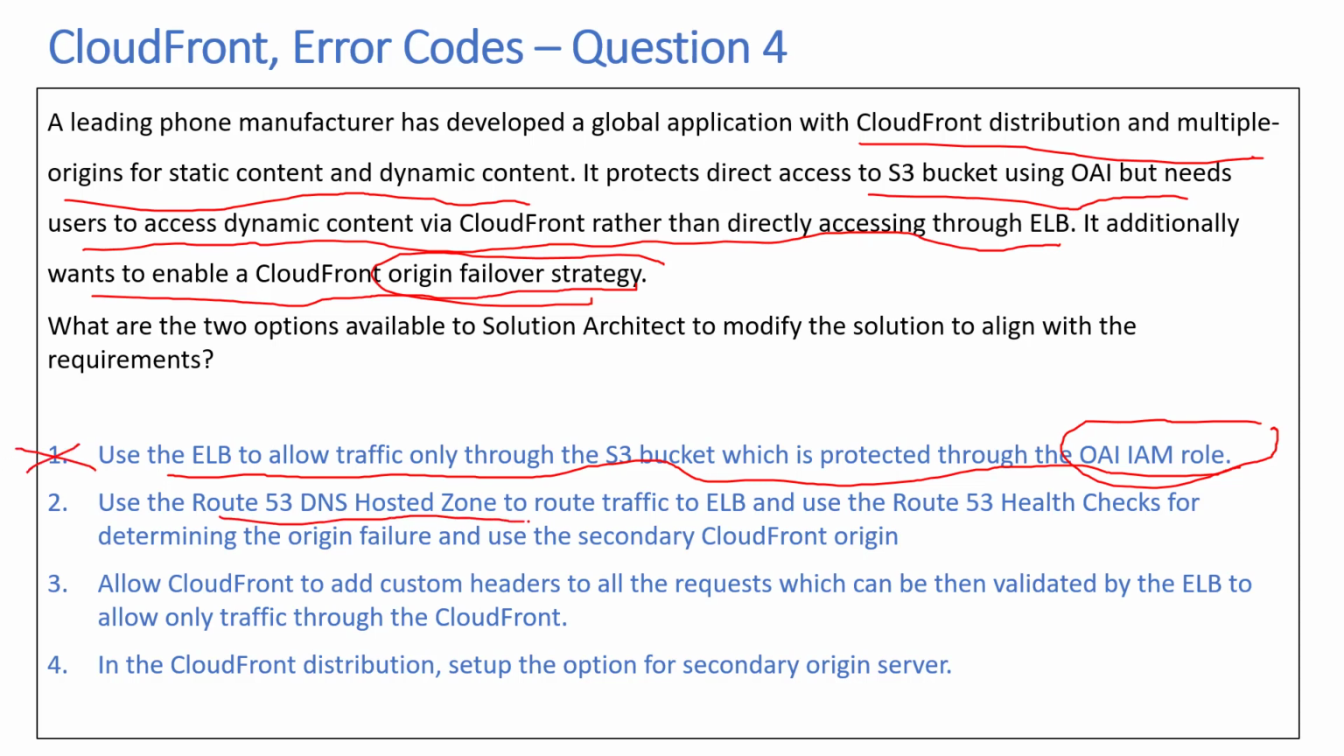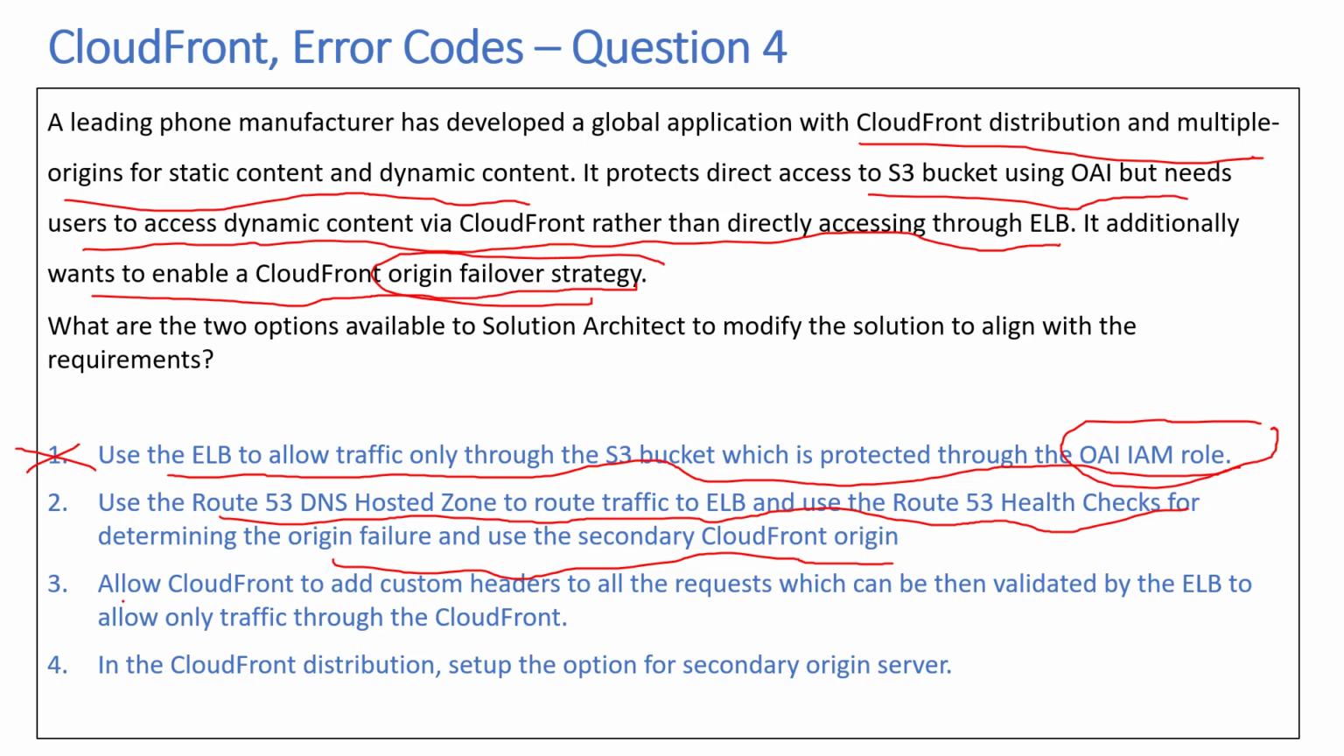Use the Route 53 DNS hosted zone to route traffic to ELB and use Route 53 health checks for determining the origin failure and use the secondary origin. Okay, so that's one of the possibilities where you can use the Route 53 DNS hosted zone, which can monitor the ELB, and if there is a failure, then it can route the traffic to maybe an ELB in another region. But this is not an optimal solution. So let's take a look at the other solution that we have.